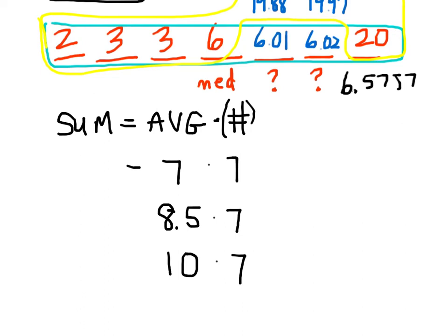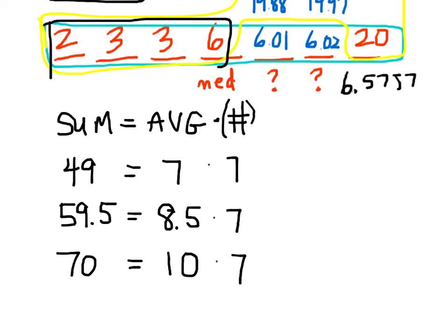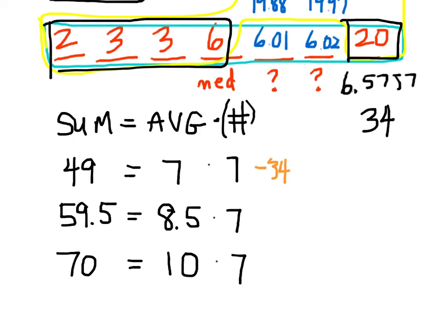So that means we've got to get a sum of 49, we've got to get a sum of 59.5, and then we've got to get a sum of 70. Now the numbers that we have, 2, 3, 3, 6, and 20, already add up to 34. So in order to achieve a sum of 49, we've got to do 49 minus 34 and we have to have two numbers that add up to 15.